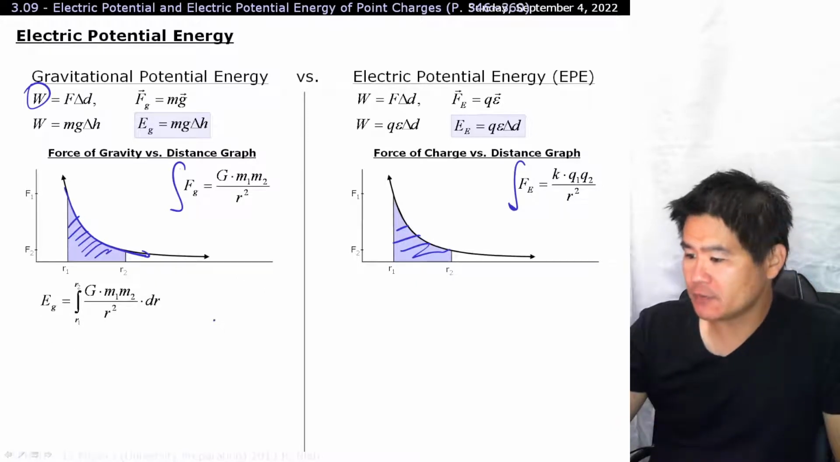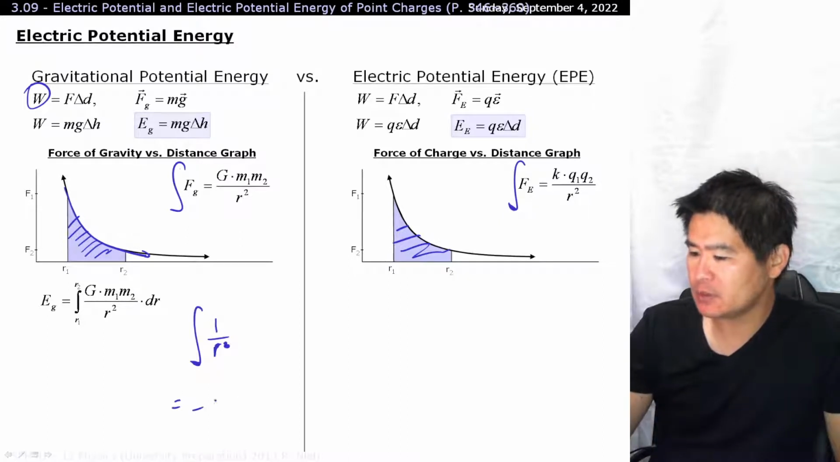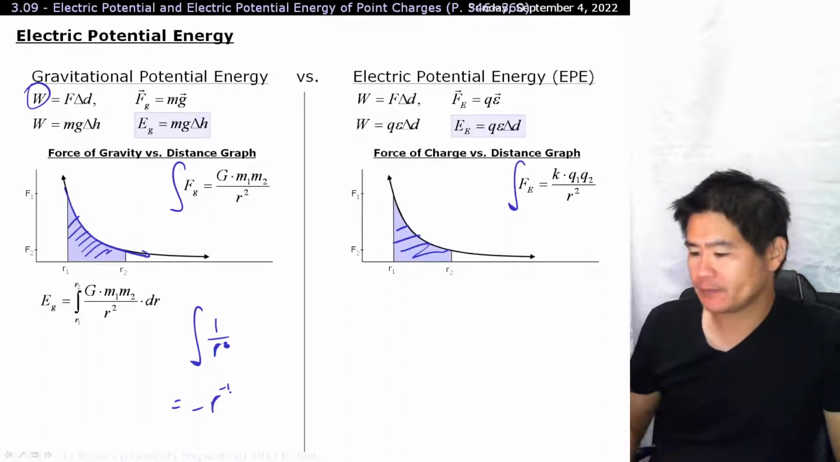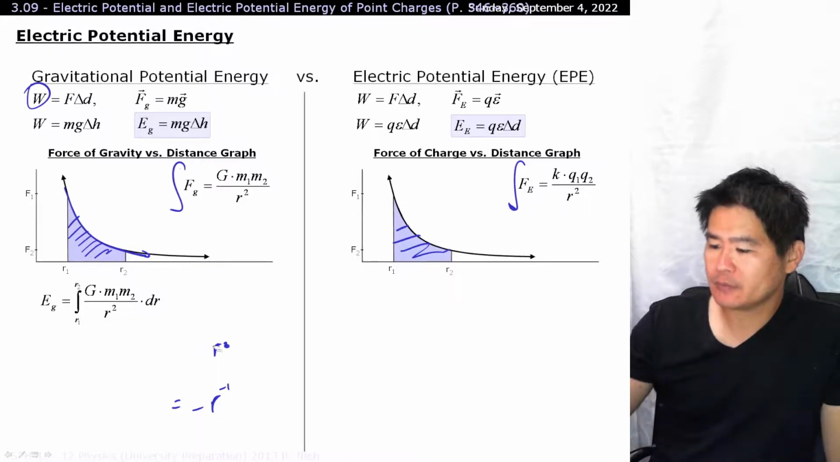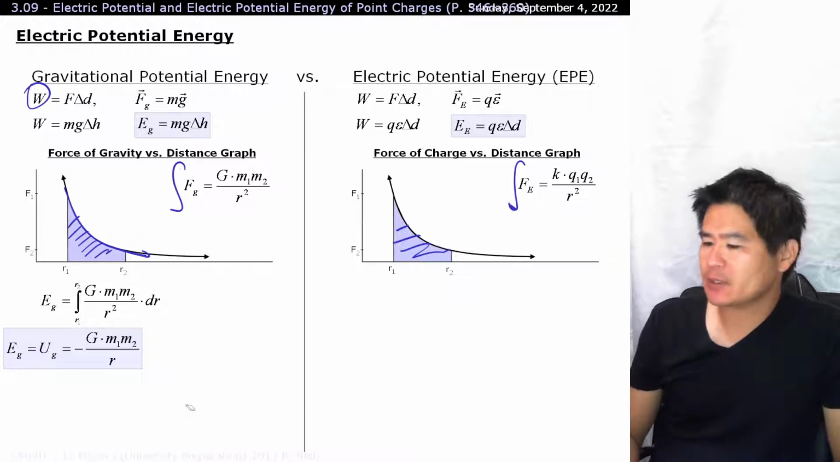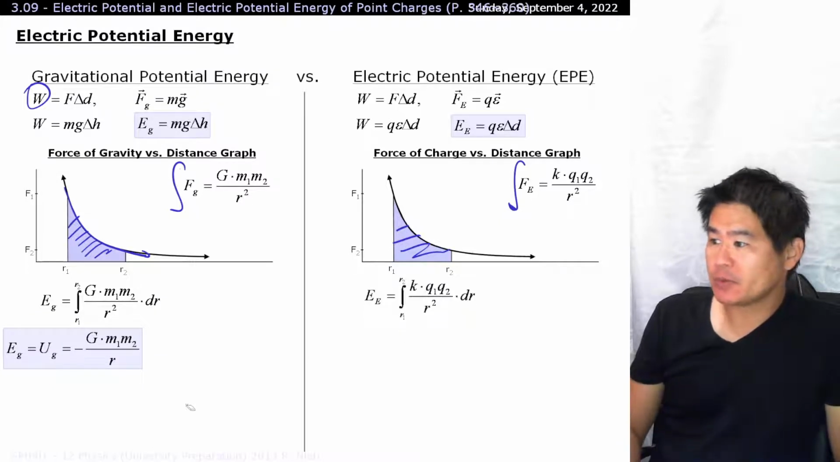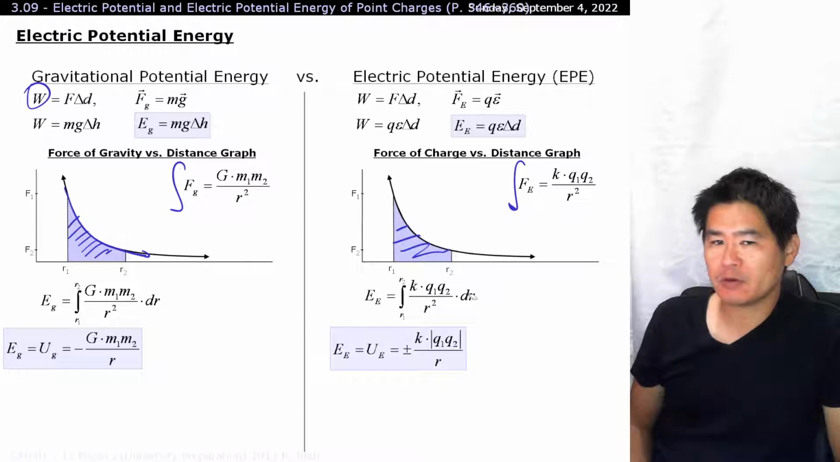Because an inverse squared correlation, if you do the integral of it, if you recall, it's equal to negative r to the negative 1. Okay, that's the integral of 1 over r squared. All right, so if you do the integral of this formula over here, it will work out to this over here. Okay, and you can repeat the same thing with regards to charges. If you do the integral of this with respect to radius, you get a very similar looking formula.